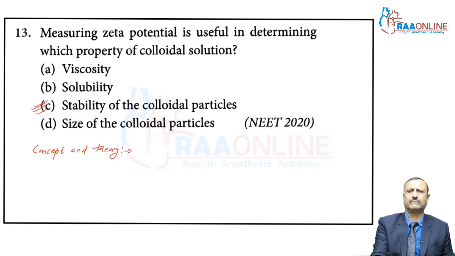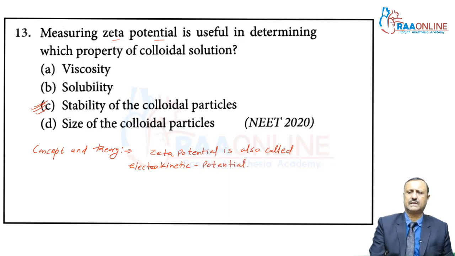First of all, you should know what zeta potential is, my dear students. Zeta potential is also called electrokinetic potential, number 1 point.